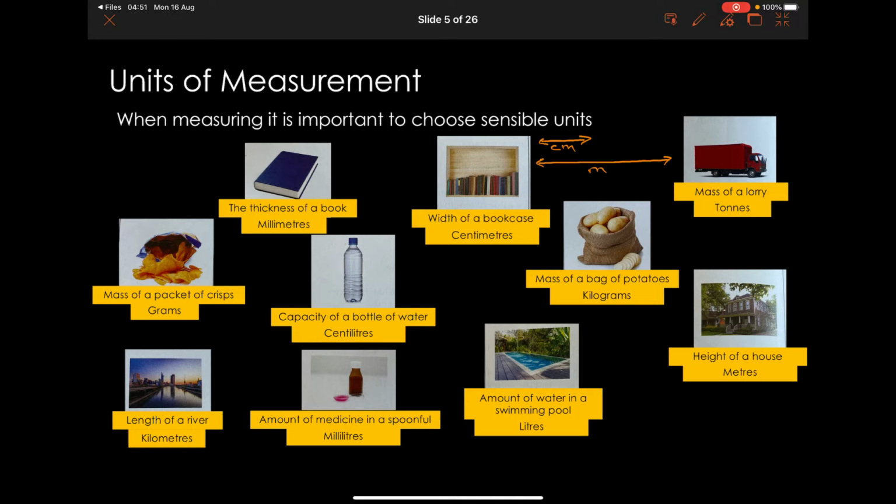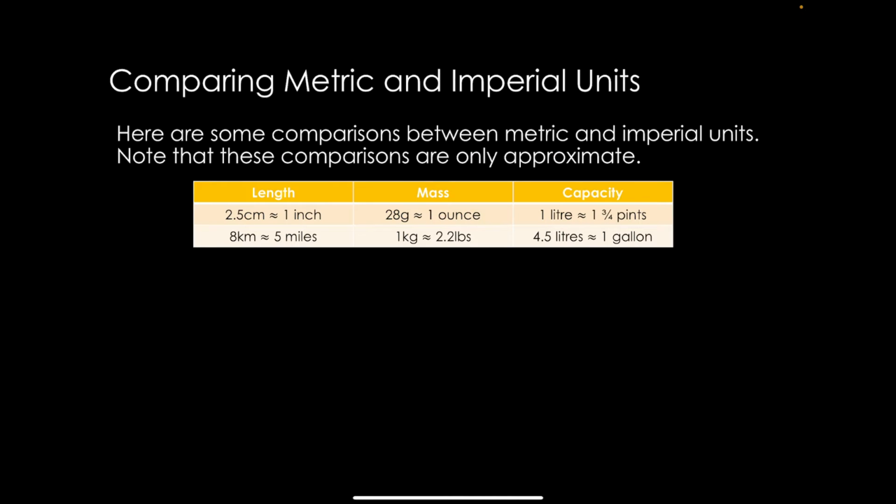Now, these are the measurements that we use often, so these are metric measures, and it's very important to remember that centimetres, millilitres, grams, kilograms are metric units, okay? And a lot of the time, this is what you're going to be using in your exam. However, we can compare metric and imperial units. Okay, so here are some comparisons between metric and imperial units. These are fairly approximate, they won't be exactly accurate.